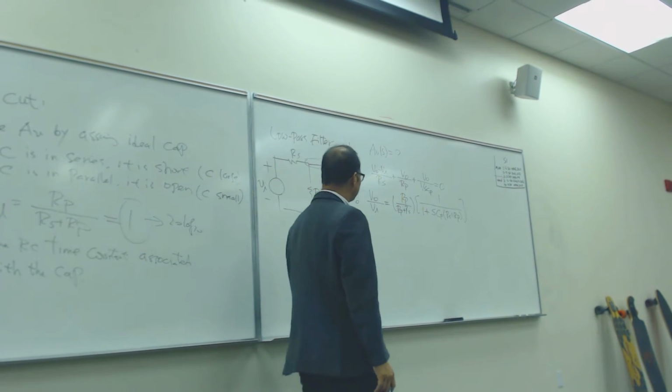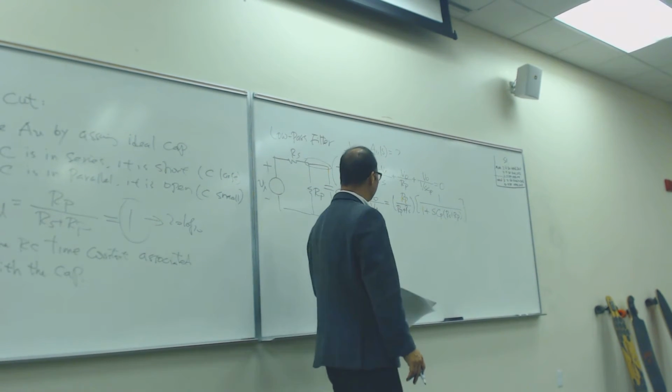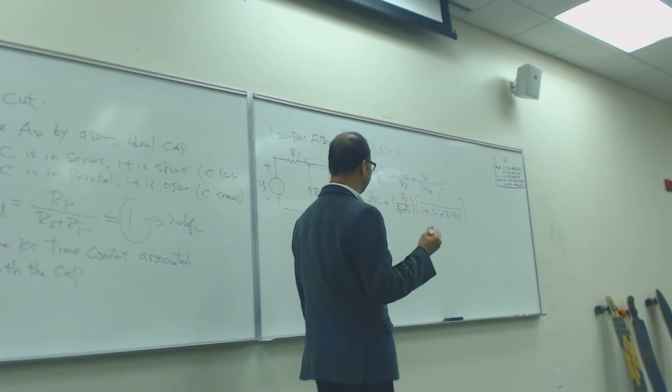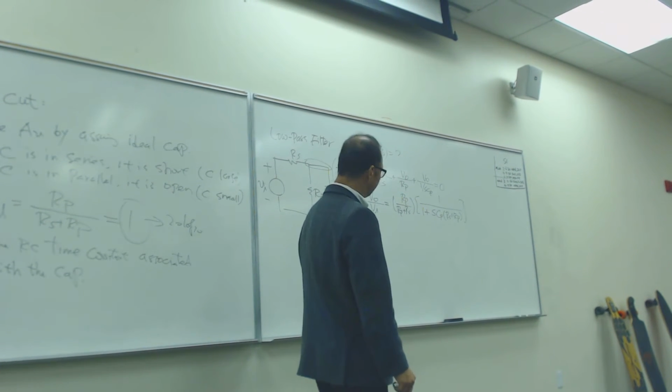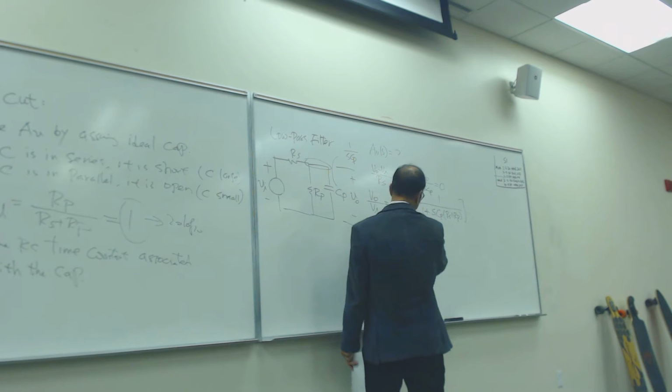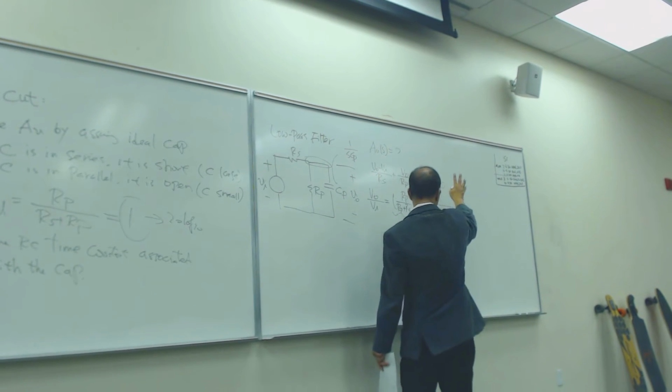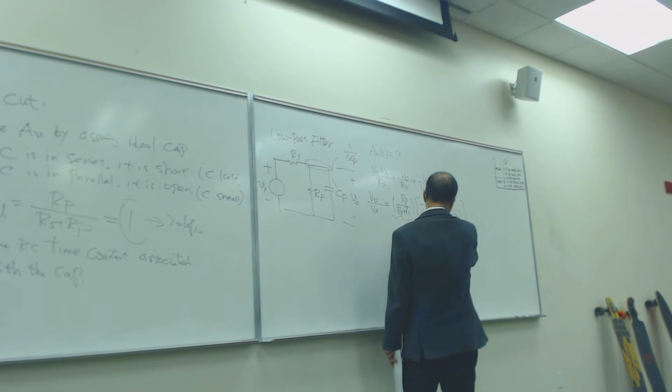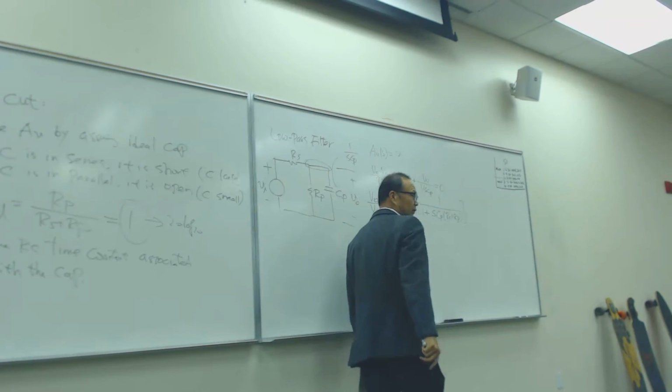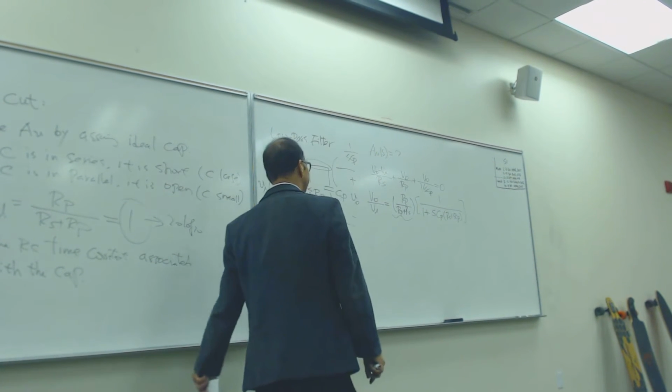This will be the form that is suitable for the Bode plot. Yes, because you have a constant, right? You have this is 1, and then you have 1 plus s times a constant, right? Okay.